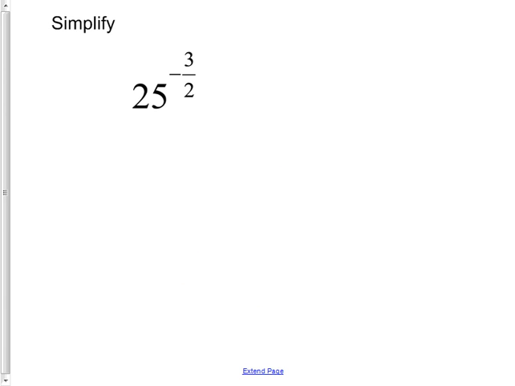Moving on. This one, in your head. Don't even write anything. Just write the answer. Think about it. 3 steps. That negative is just a flip.